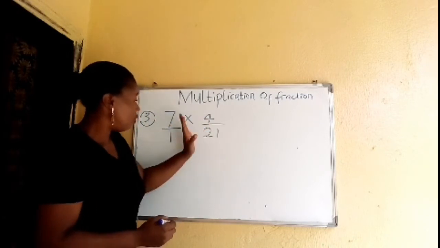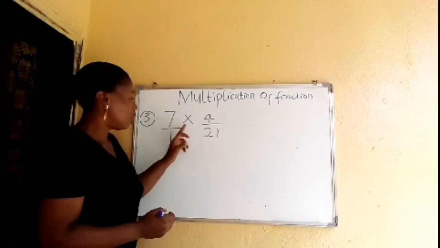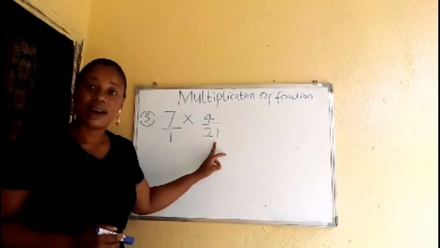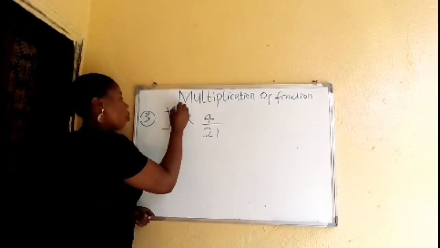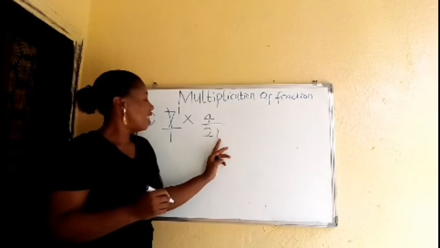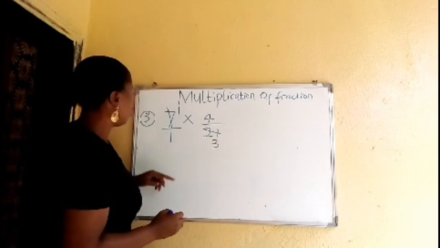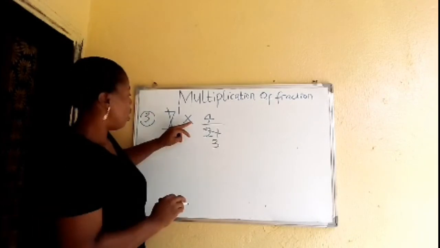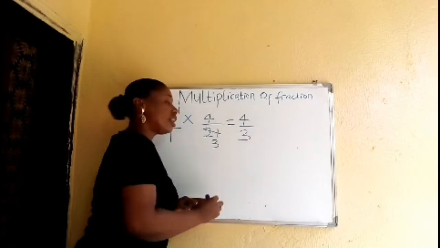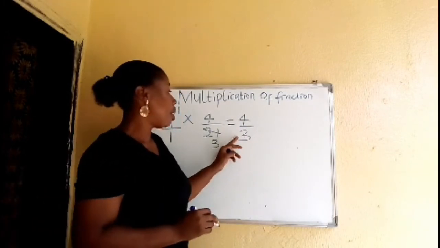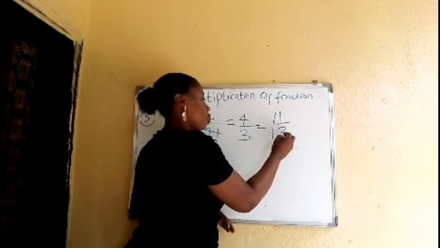21 is not a multiple of 4, so we can't use that. 21 and 7. So 21 is a multiple of 7. So we can divide at this point. So 7 divided by 7 is 1. So 21 divided by 7 is 3. So now you have 1 over 1, which is 1, and you have 4 over 3. So the answer is 4 over 3. And don't leave your answer in improper fraction. So how many 3 is in 4? It's one whole number, remainder 1 over 3.